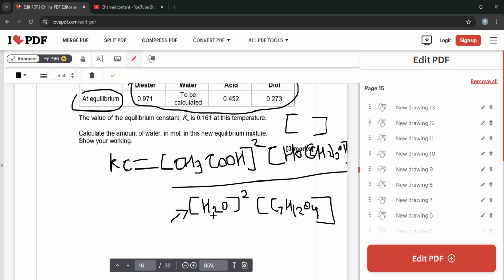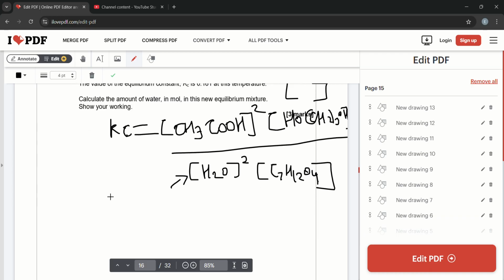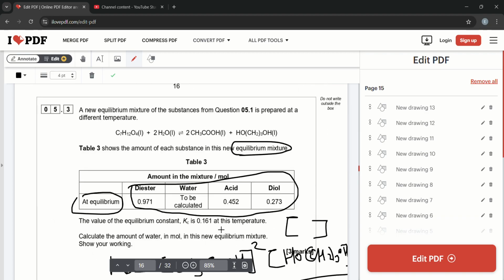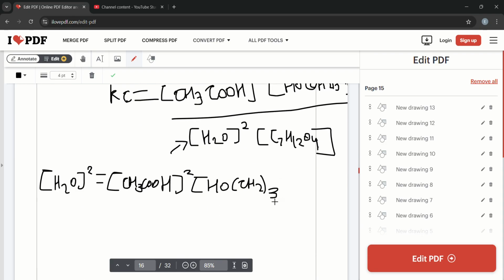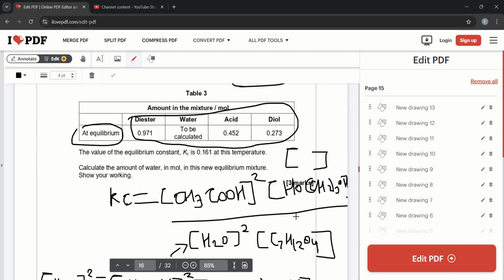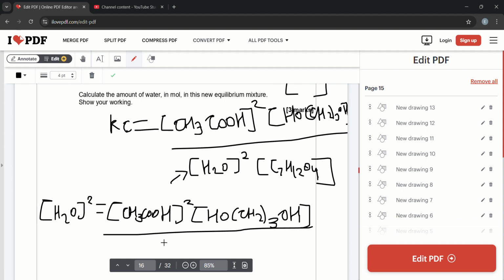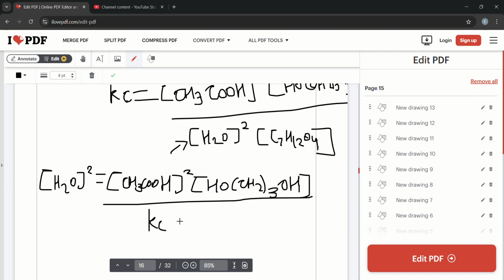So we're going to have to rearrange it. If we times by [H2O] squared and times by [C7H12O4], we'll get [H2O] squared equals [CH3COOH] squared times [HOCH2CH2CH2OH], divided by Kc, times by [C7H12O4].